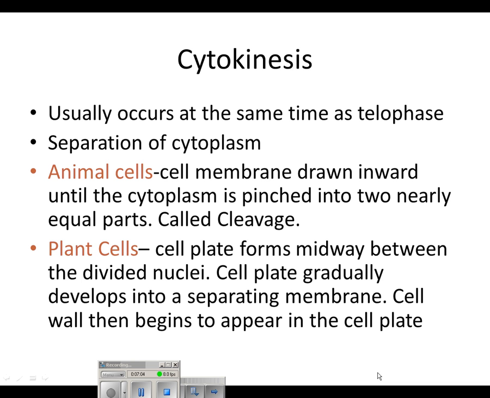In plant cells, the same thing happens, but we have the formation of what's called the cell plate. The cell plate is going to form midway between the divided nuclei, or in between the two new nuclei that are formed. And then the cell plate will gradually develop into a separating membrane, and then the cell wall begins to appear in the cell plate.